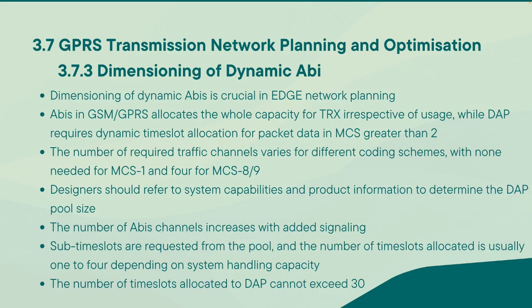And another point is the dimensioning of the dynamic Abis. So the dimensioning of the Abis is the key call in the H network planning. Abis in the 2G or 2.5G allocates the whole capacity of the TRX irrespective of this, while the DPA requests a dynamic time slot allocation of the packet data in the MCS greater than 2.